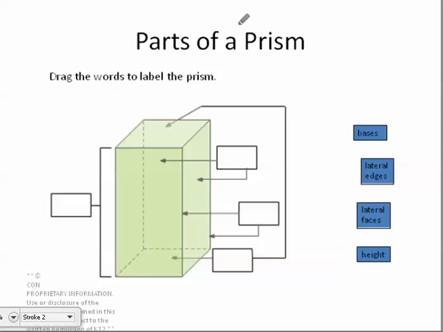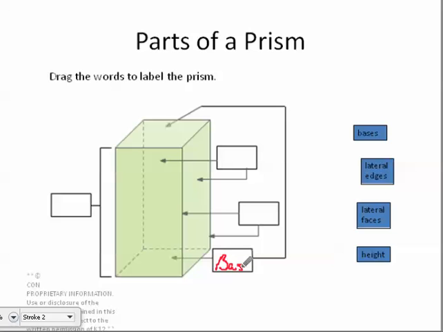Okay? We're going to be looking at prisms to begin with. In Unit 2, we're going to go through several different types of three-dimensional shapes, and we're going to look at how to calculate the surface area and volume of every one of them. So I'm going to start with prisms, and I want to make certain I identify certain things about the prisms, okay? First of all, this is a base.